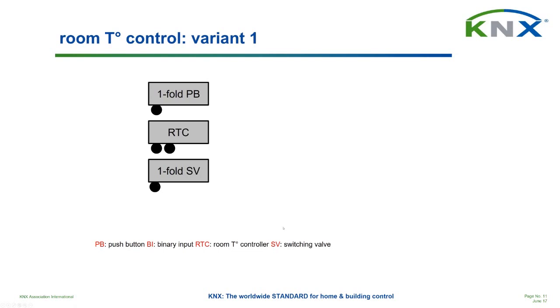Then I see a number of objects. 1 object on the push button, 2 for the RTC, and 1 for the valve activator, maybe I can call it. And I will use in total actually 2 links. That's all it takes in order to set up a room temperature control system actually.